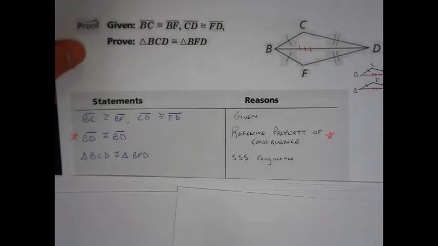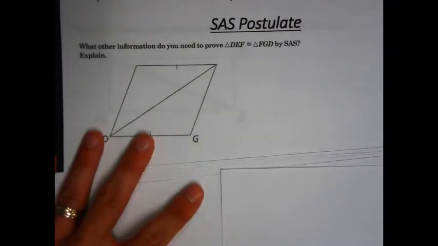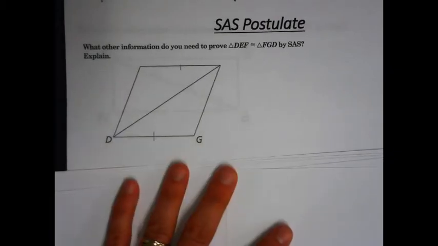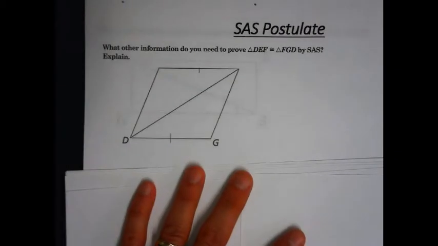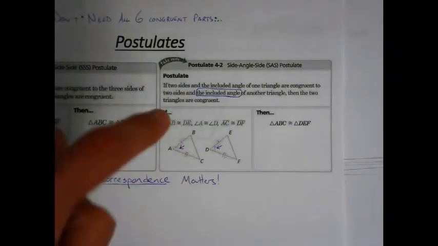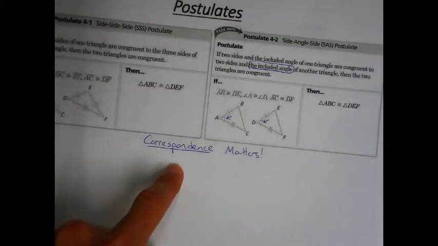We're coming back. So let's talk about side angle side postulate, shall we? Why, yes, Mr. Katz, we shall. So here's a question. We knew about side angle side. We talked about the note, and the note about side angle side had to do with two congruent sides and the included angle. And remember, correspondence matters. Okay, so we revisit that.